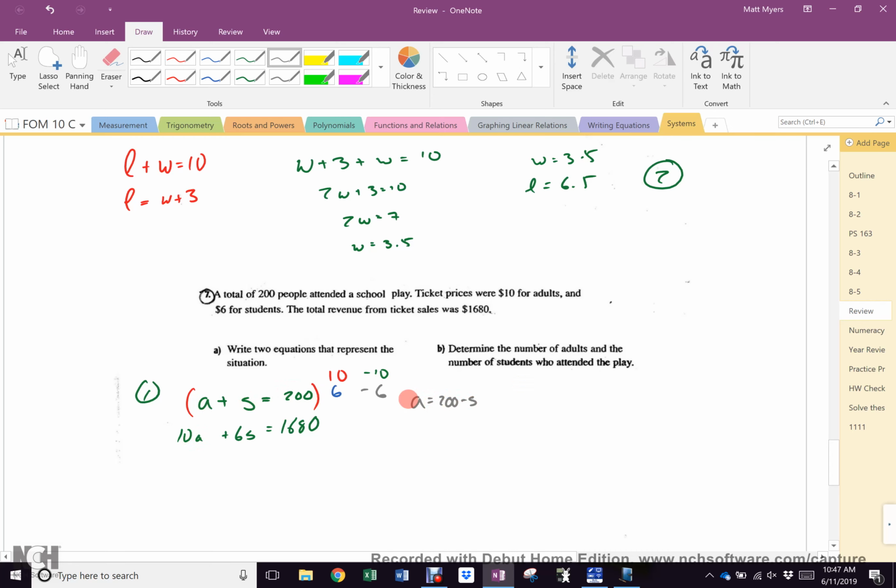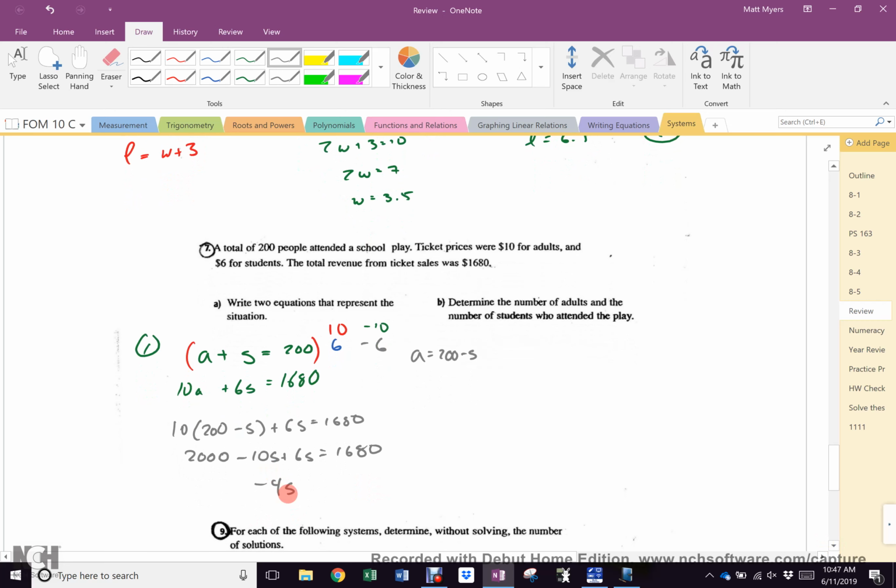10 times 200 minus S plus 6S equals 1680. 2,000 minus 10S plus 6S equals 1680. Negative 4S equals negative 320. Sorry. Yeah. S equals what? 80.